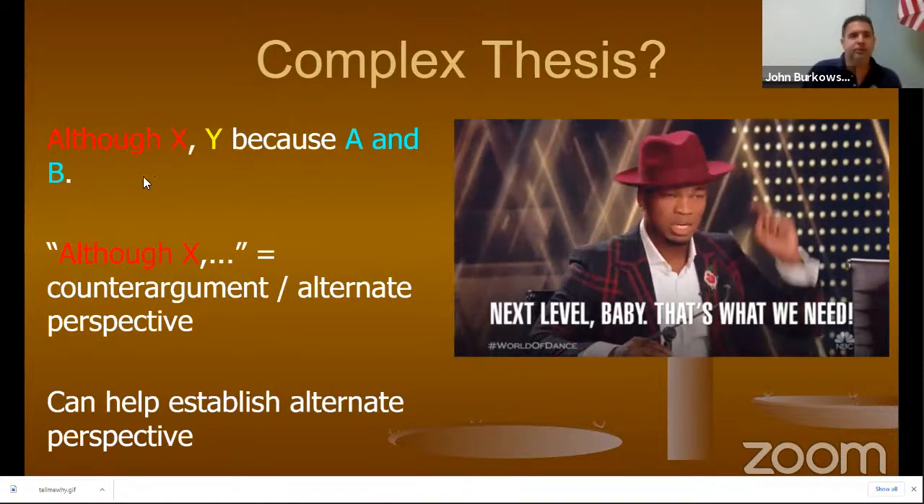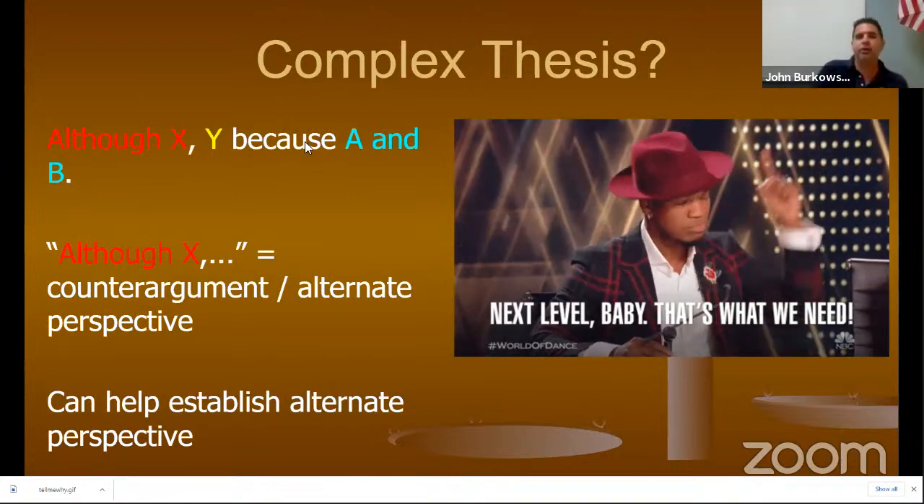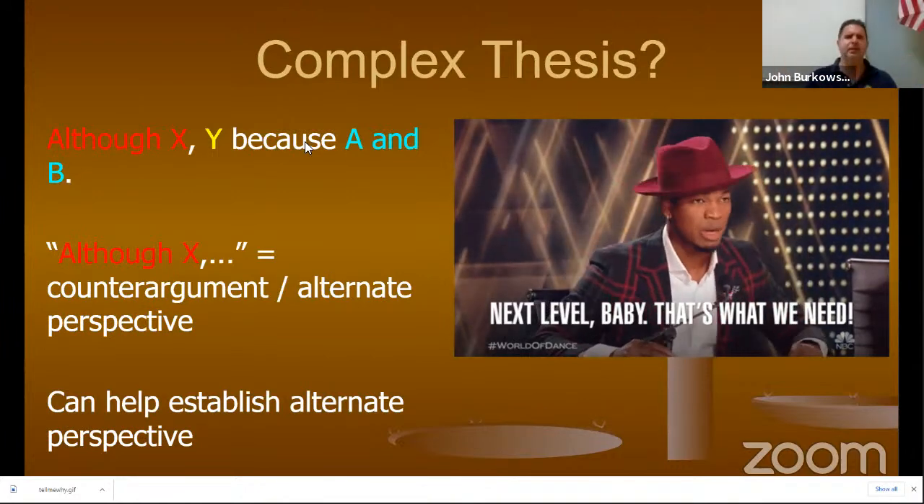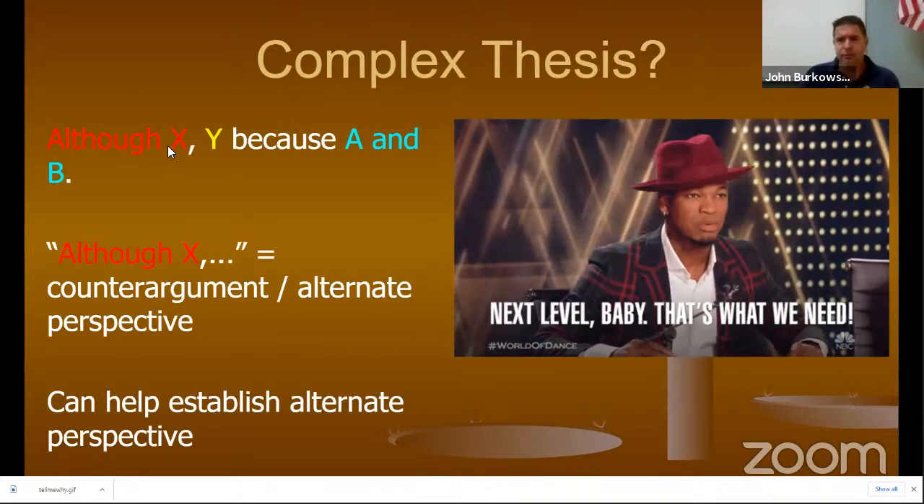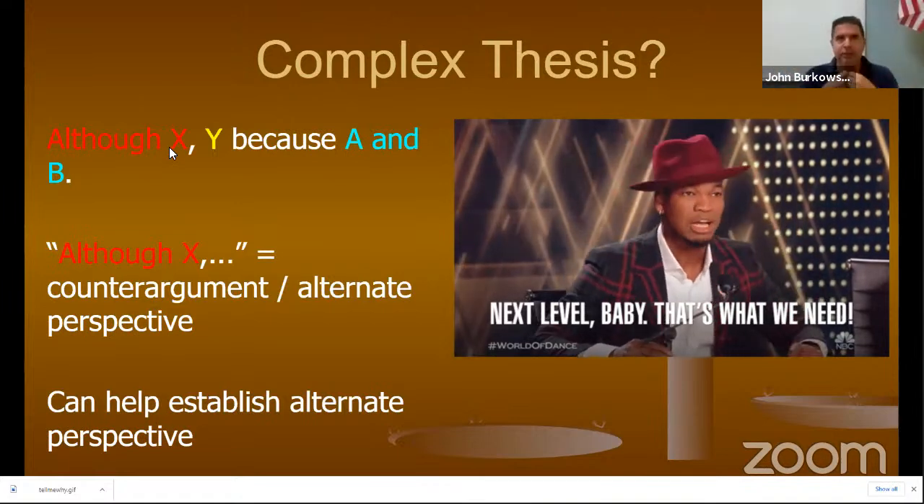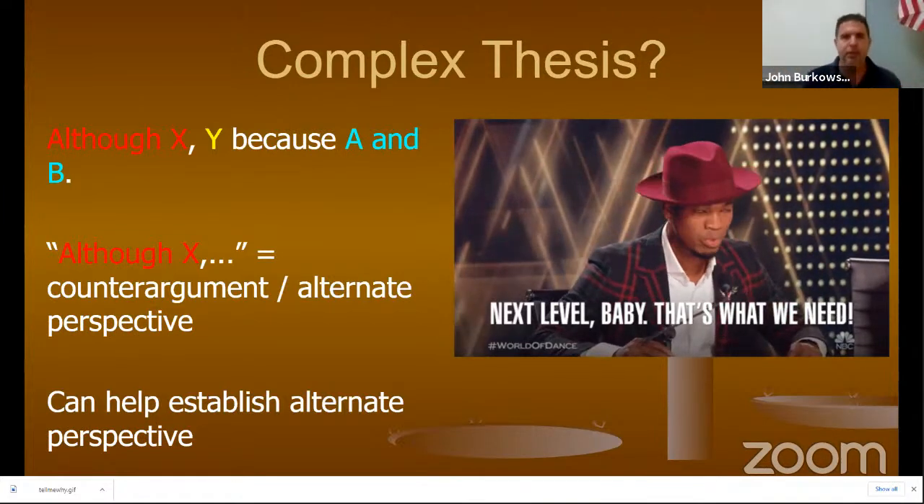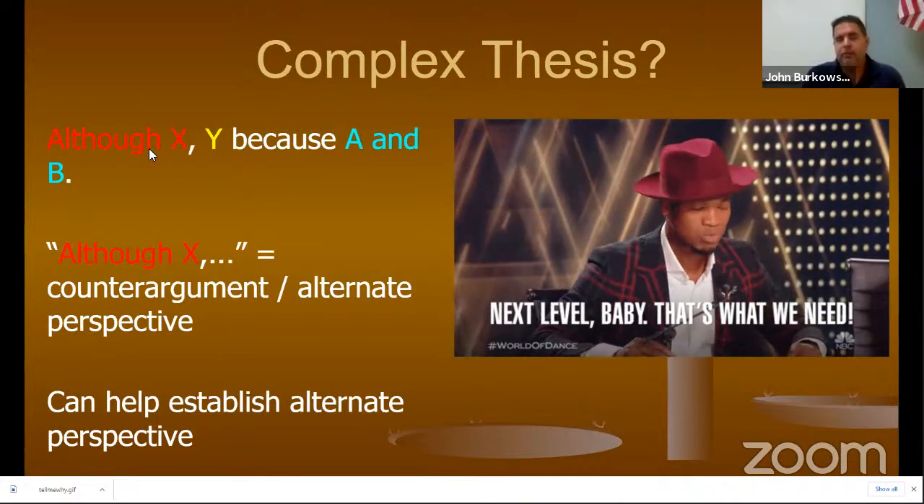Can you do this in 2 sentences? Could you do a counterclaim in 1 sentence and then your claim in the second sentence, or vice versa? Definitely. So although X, that's really dealing with the counterclaim or the alternate perspective. We're not talking about explaining it. We're just talking about establishing it. Yeah, this is what you would be dealing with when you get to the alternate perspective.